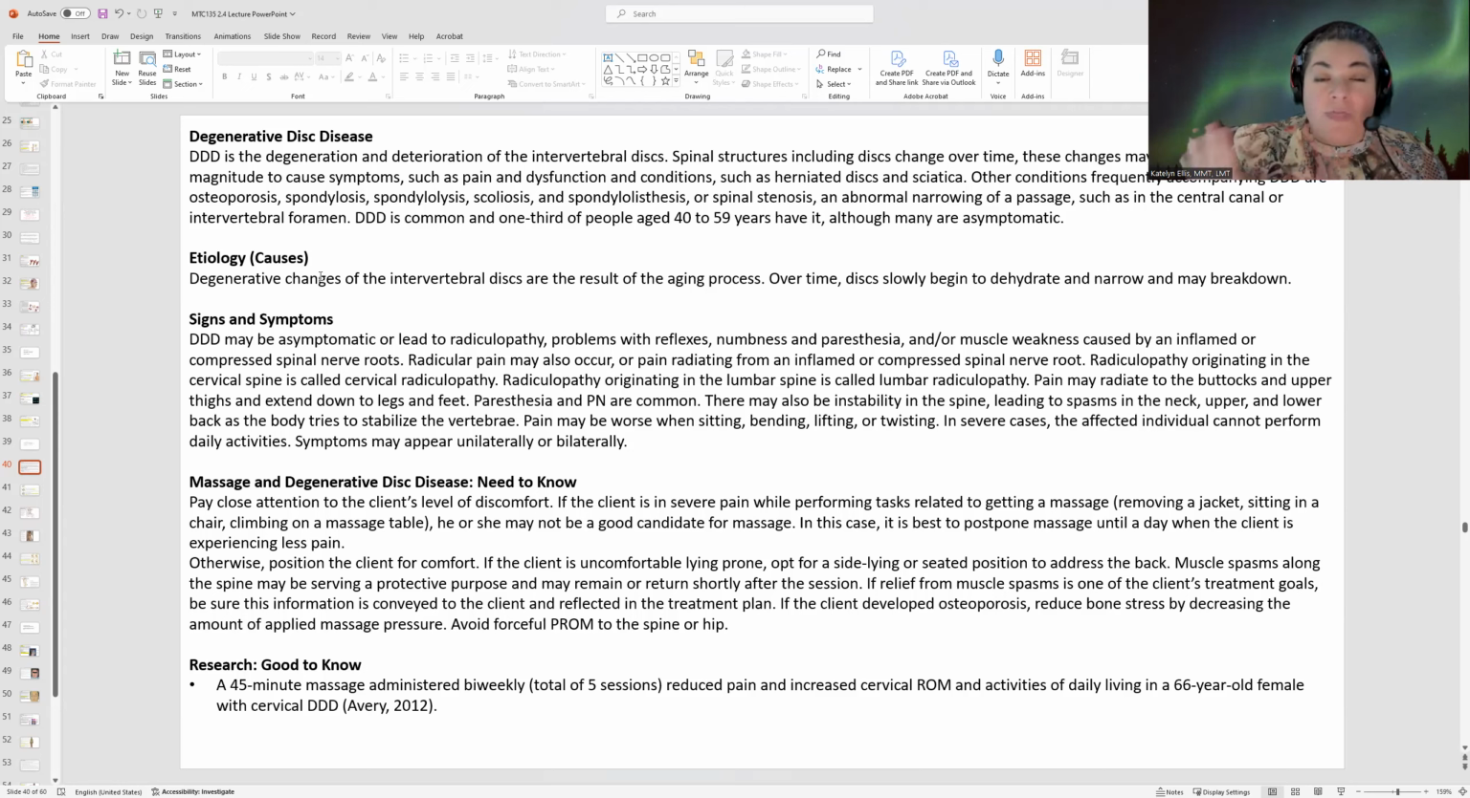All right. One third of people aged 40 to 59 years old have it. Mrs. Ellis has it. Degenerative changes of the intervertebral discs are a result of the aging process. And over time, discs slowly begin to dehydrate and narrow and may break down. I would also argue that dehydrating yourself and chronic use or overuse is also an issue. You see this a lot more in people that have manual labor positions, things of that nature.